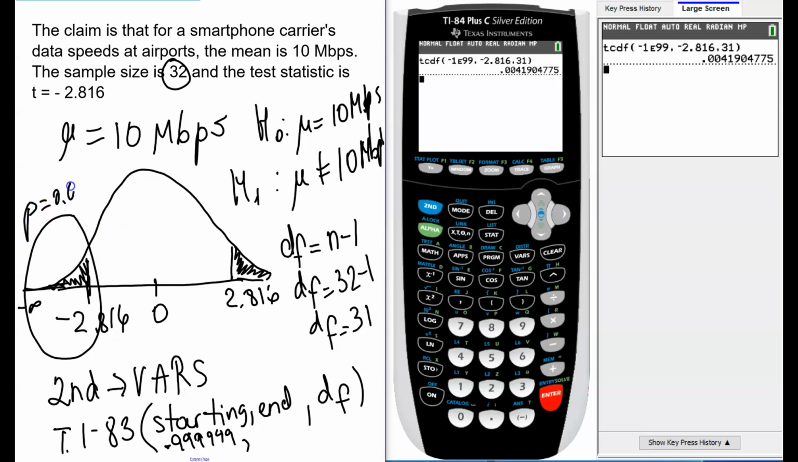The p-value is 0.004, but remember, we had a two-tailed test because our alternative hypothesis has a not-equal sign. Therefore, we will need to multiply our p-value times 2. And we get that the p-value is equal to 0.008 in our case.